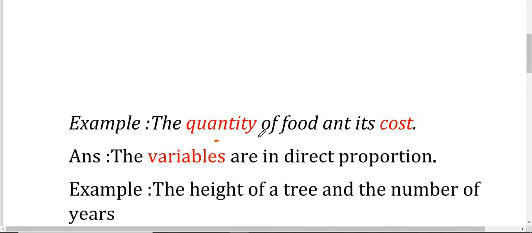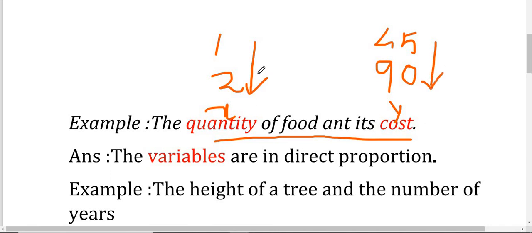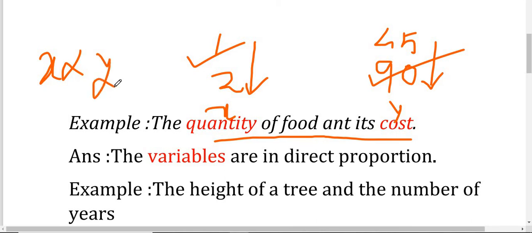Now, quantity of food and its cost. Quantity of food, say X, then cost, say Y. Quantity, say 1 kg sugar is 45 rupees. Then 2 kgs will be what? I think 90. This also is increasing: 1 becomes 2, 45 becomes 90. So since both the variables are increasing, X is directly proportional to Y, or the variables X and Y are in direct proportion.